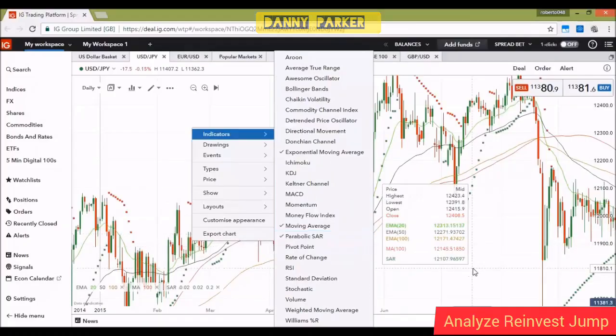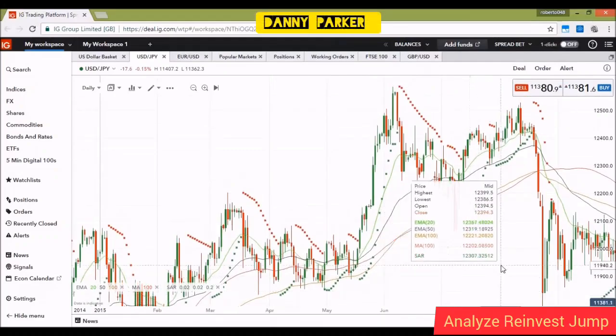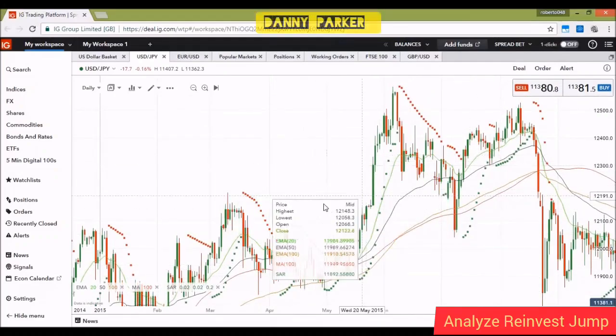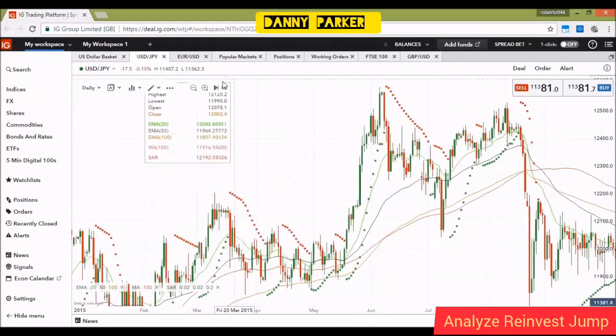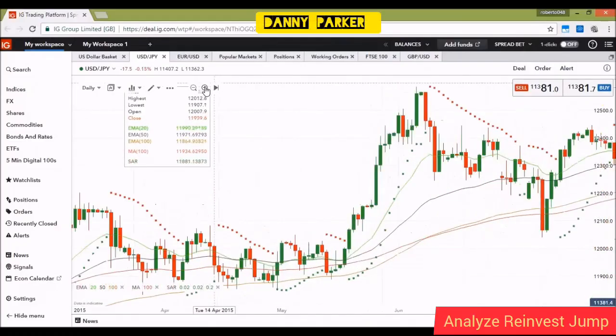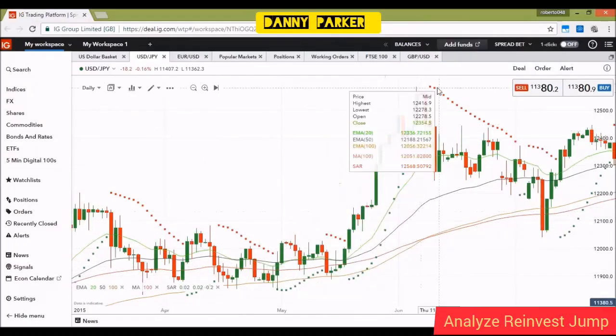To solve the exit puzzle of the parabolic SAR, we must pair it with other tools that are adept at identifying potential stopping points. What are our options? We can use the objective, mathematically calculated levels of pivot points as our targets. We can use manually drawn support and resistance lines based on previous market structure. Or, as we will explore now, we can use another powerful dynamic tool, moving averages.